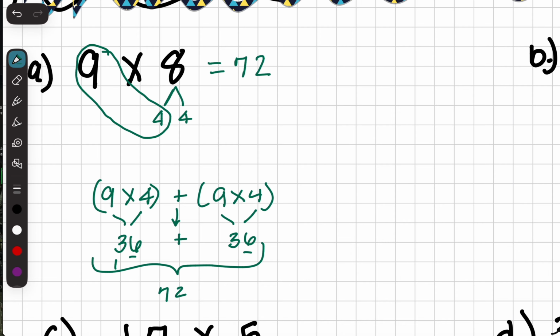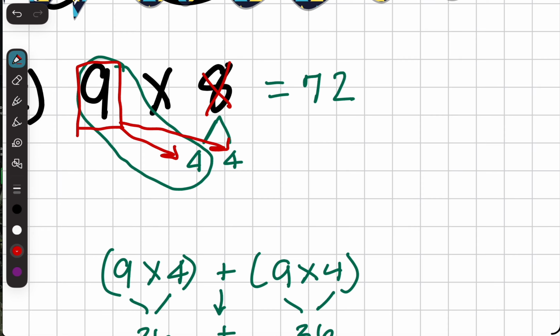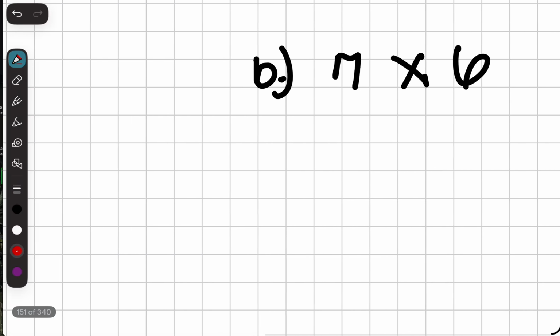How do you do this? Remember, you're multiplying the factor that you did not unbundle by both of the new numbers that you created. So essentially we said that this 8 no longer exists. We turn this into 4 and 4. So this is 9 times 4 and then 9 times 4 again, and then you just simply add your two totals. Okay, let's take a look at B.